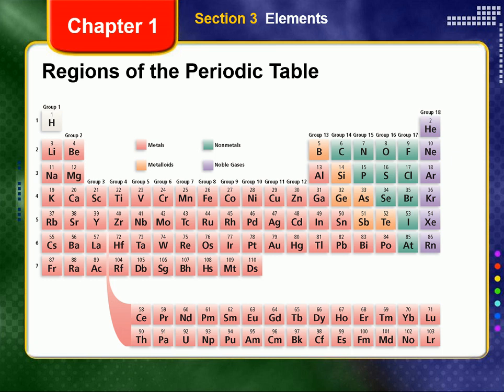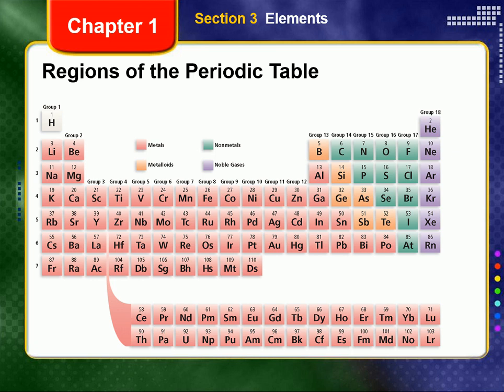Introduction to the periodic table. Each small square of the periodic table shows the name of one element and the letter symbol for the element. For example, the first square at the upper left represents element 1, hydrogen, which has the atomic symbol capital H.